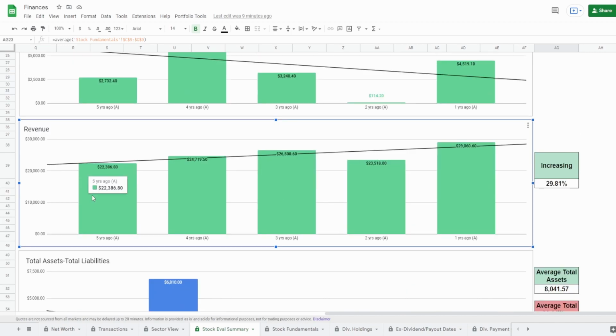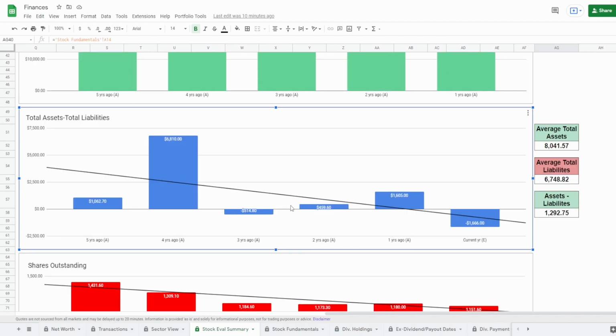Next, we got the revenue. 5 years ago of $22.4 billion to 1 year ago of $29 billion, which is an increase of around 30%. And once again, we see the exact same thing. 2 years ago, slightly lower revenue. Again, pandemic, not really much of an issue.